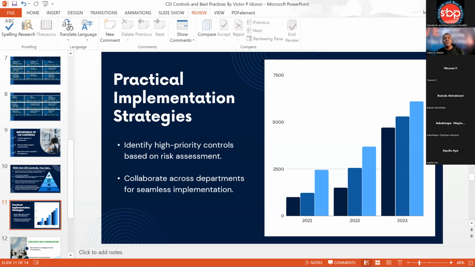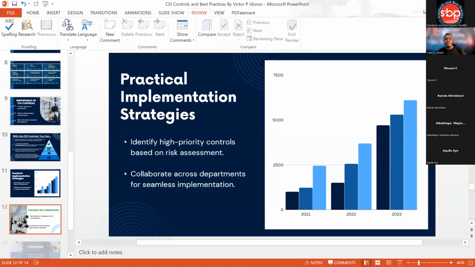Then it also helps to collaborate across departments for seamless implementation. With the controls, it helps every department. Remember, from the holistic view, it ensures every department is safe, and it creates room for that collaboration, because there's already a synergy in terms of processes, policies, implementation, and general workflow.